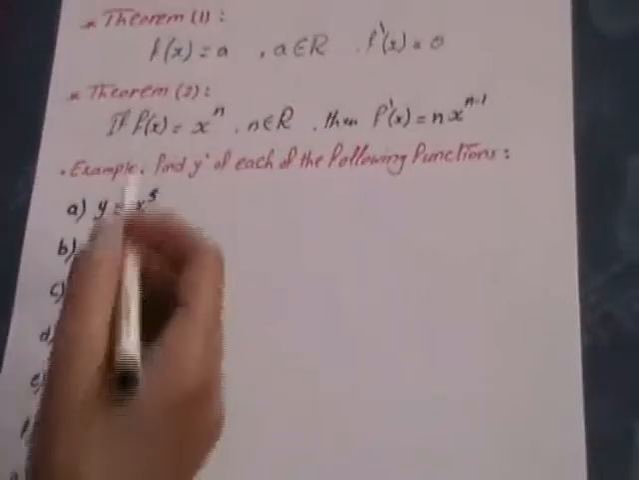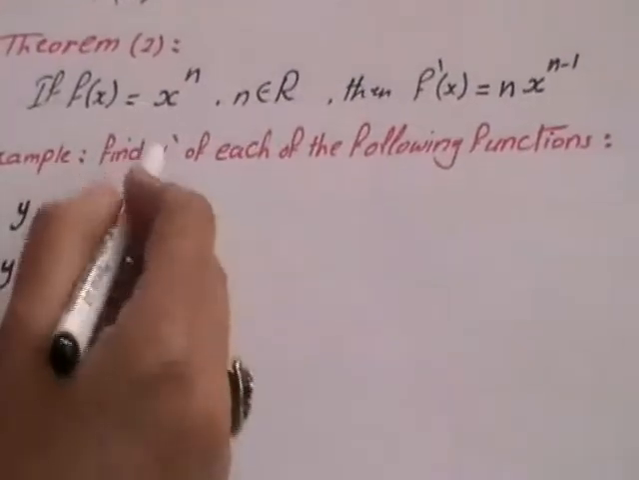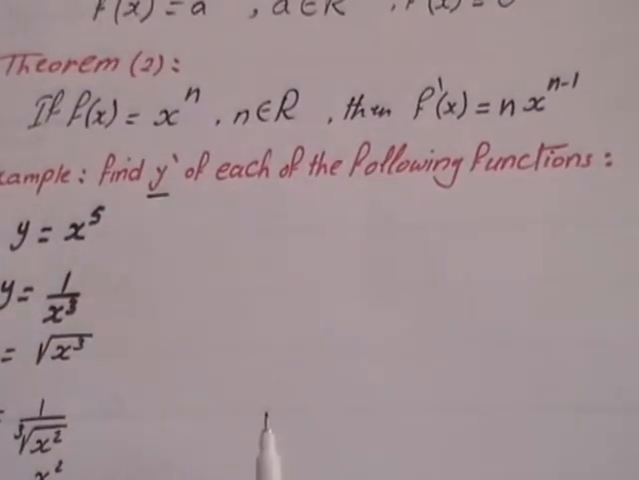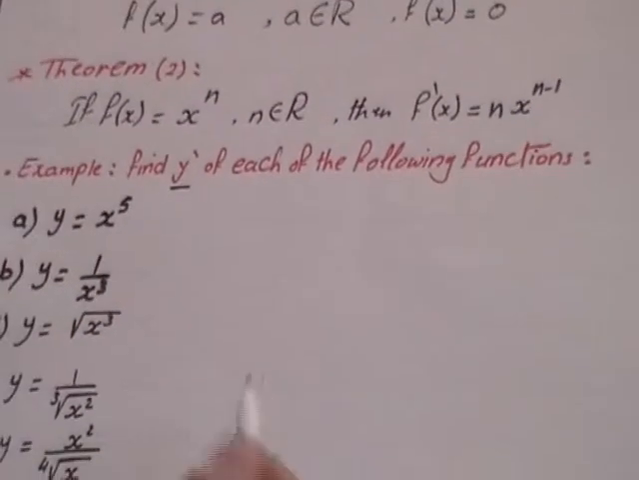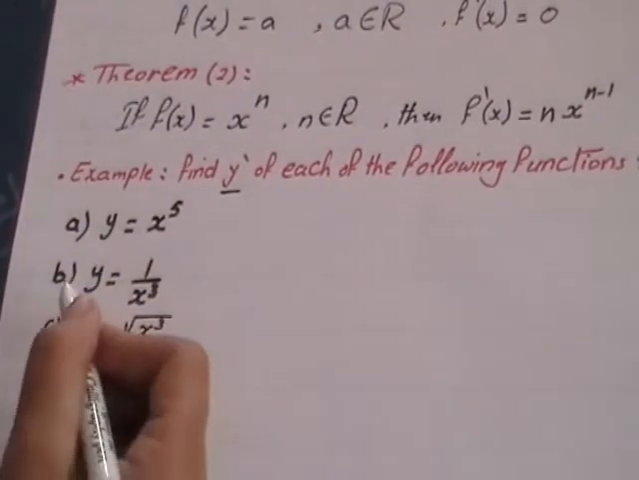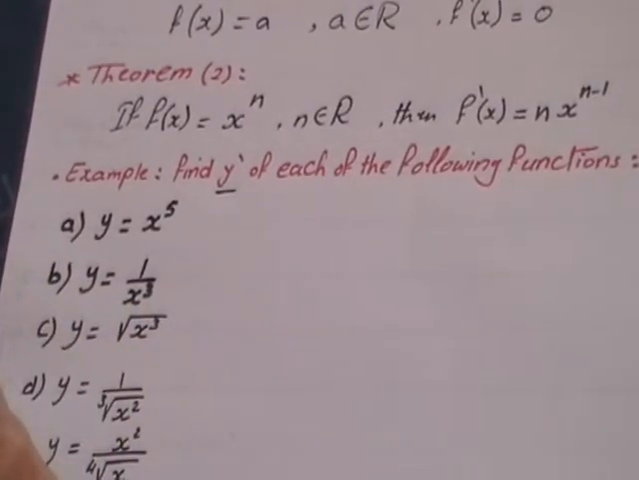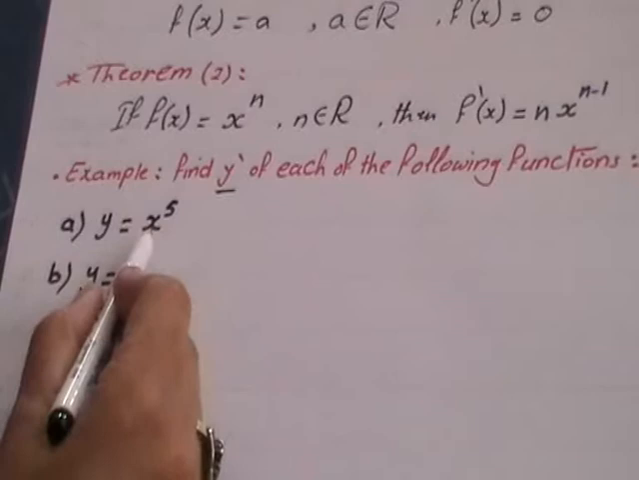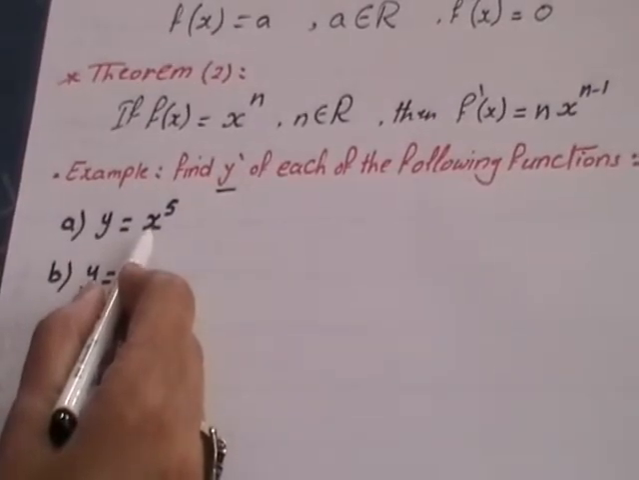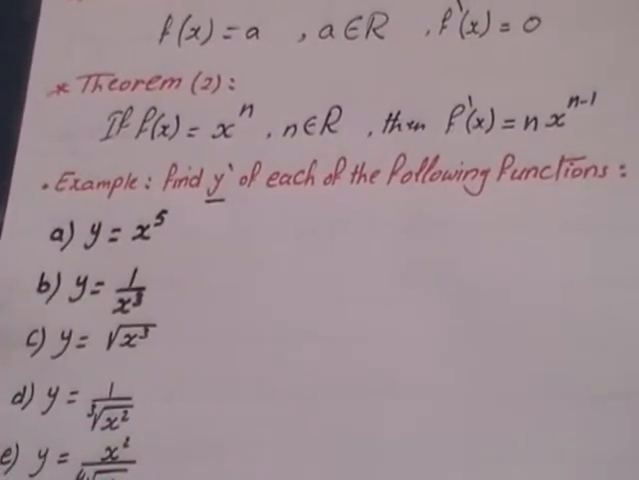Let's see some examples about the first derivative of a function. Example: find y dash for each of the following functions. What is the meaning of y dash? Y dash is the first derivative of the function y. Example number 1, y equals x to the power 5. Is this a constant function? No, because it has a variable x. So we use theorem number 2.